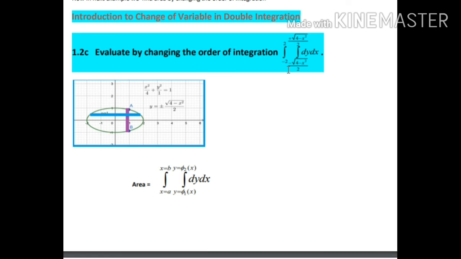How will you plot? You know that y varies from minus under root 4 minus x square by 2 to plus under root 4 minus x square by 2. So this is your y. Y varies from minus to plus under root 4 minus x square by 2. If you square both sides, you get equation of ellipse, x square by 4 plus y square by 1 equal to 1. So this represents equation of ellipse. And limits for x varies from minus 2 to 2. So x varies from minus 2 to 2.